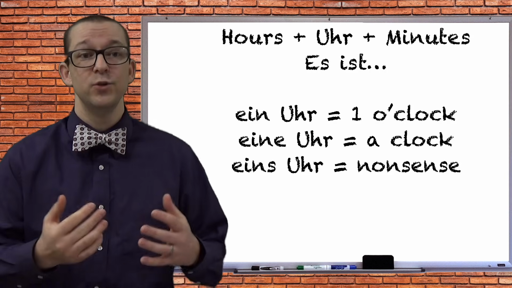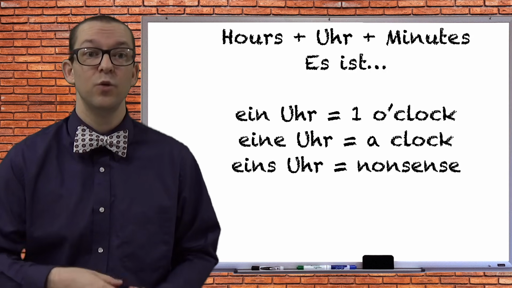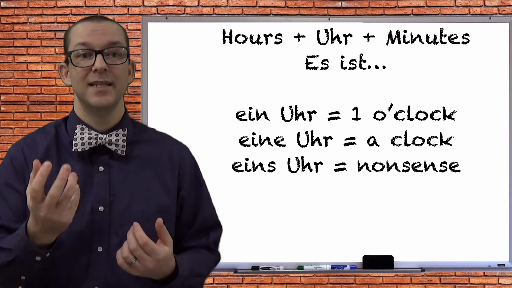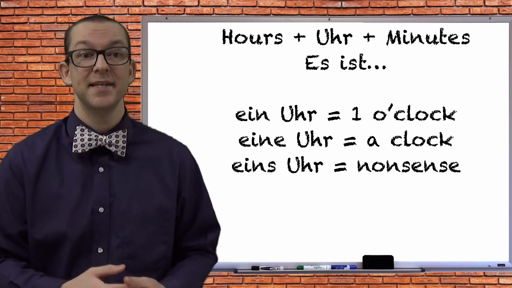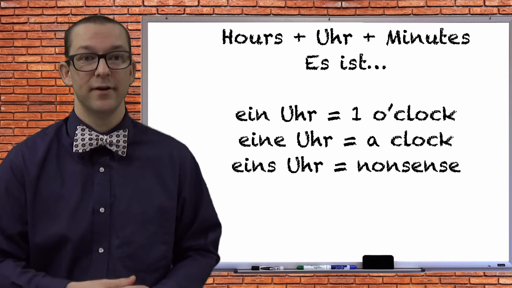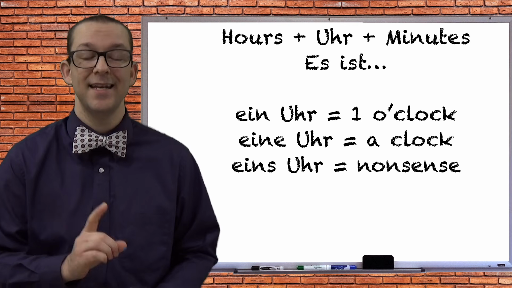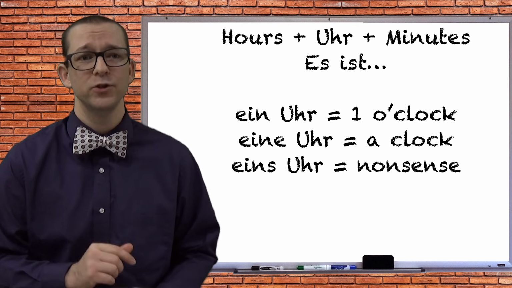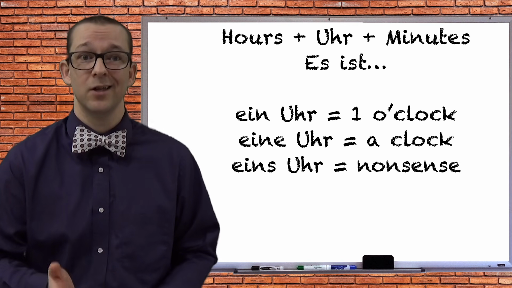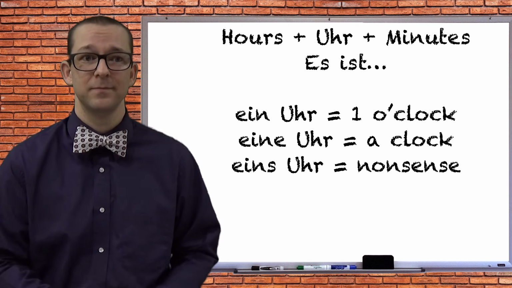To tell time in German, you simply put the word Uhr between the hours and the minutes. To say it as a full sentence, you can add es ist in front of the time. Keep in mind that 1 o'clock is ein Uhr and not eins Uhr. Also, eine Uhr would be a clock, which is clearly not what you meant.